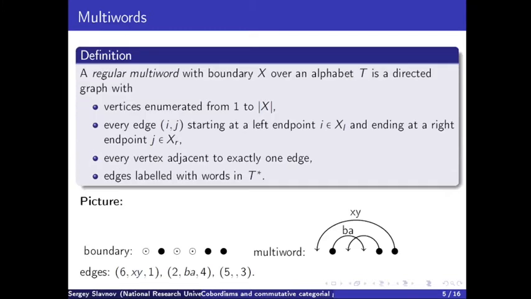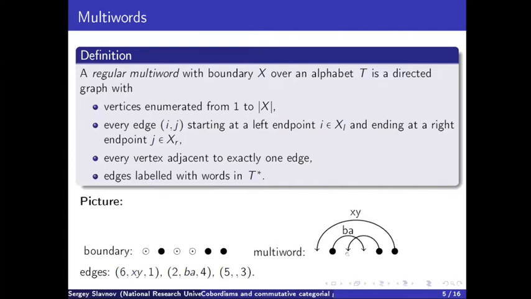Here's an example. Here is a boundary. Here is a multi-word with this boundary. There might be some ambiguity about how to read these pictures, how to read edge labels. So my convention is that I read the word labeling an edge in a normal way from left to right, because the edges in the picture can go in any direction, but whatever is the direction of an edge, the word is read from left to right. So this edge is labeled with XY, this one with BA, and the last one is labeled with the empty word.